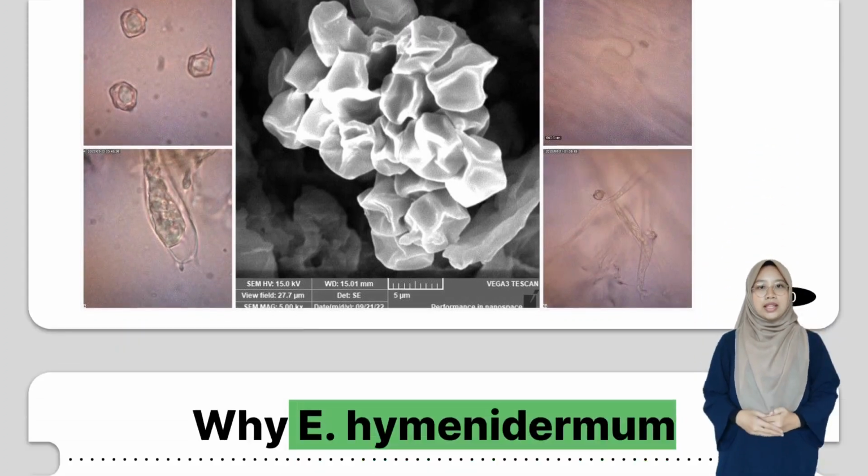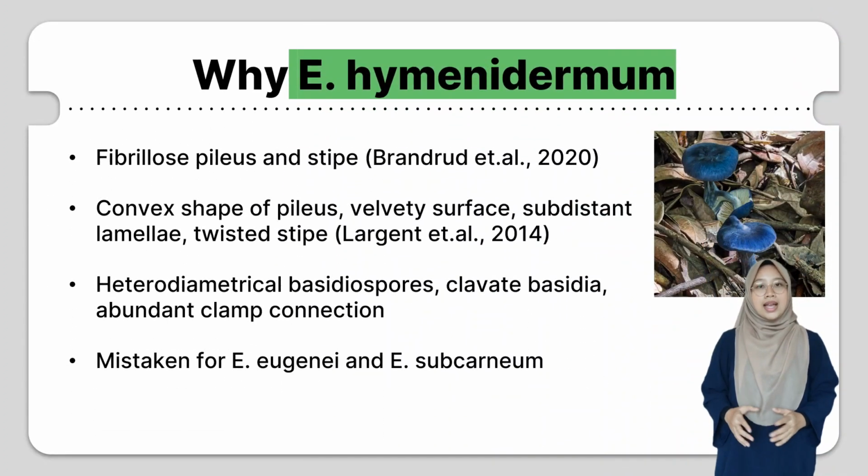This species is suspected to be Entoloma hymenidermum as it shares the same characteristics, which are fibrillous pileus and stipe, convex shape of pileus, velvety surface, subdistant lamella, twisted stipe, heterodiametrical basidiospores, clavate basidia, and presence of clamp connection. Entoloma hymenidermum could be mistaken as Entoloma eugenei and Entoloma subcarneum.